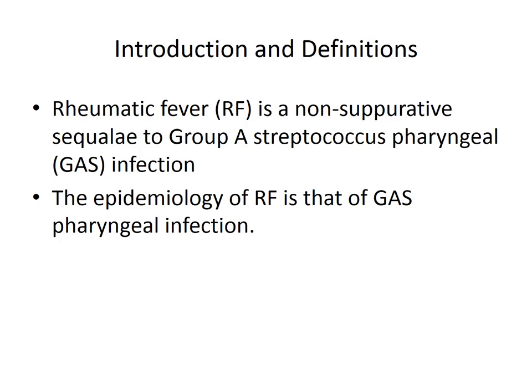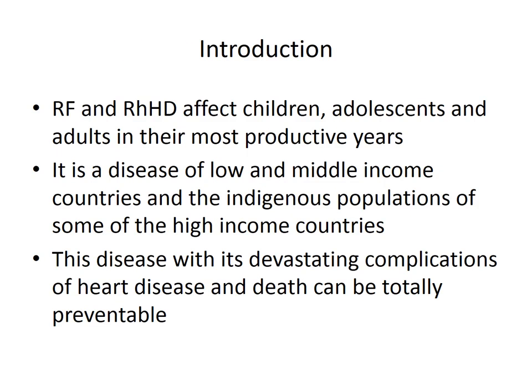Rheumatic fever is a non-suppurative sequela to group A streptococcal pharyngeal infection. And therefore, the epidemiology of rheumatic fever is that of group A streptococcal pharyngeal infection. Rheumatic fever and rheumatic heart disease affect children, adolescents, and adults in their most productive years. It is a disease of low and middle income countries and the indigenous populations of some of the high income countries. An example of that is the indigenous populations of Australia and New Zealand. This disease, with its devastating complications of heart disease and death, can be totally preventable.